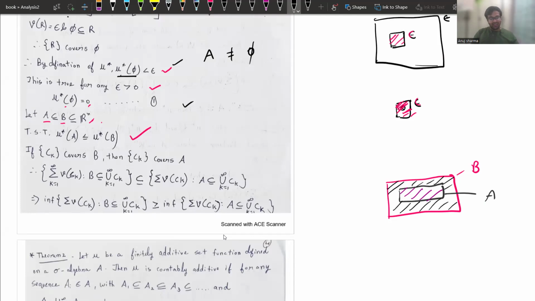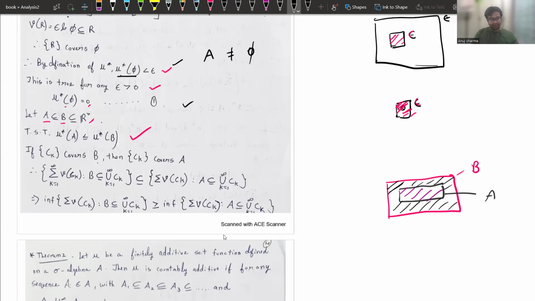There would be no changes in space. So you can say that it is covering B as well. So if CK covers B, if it is covering B, then of course it will cover A as well. B is a larger part and A is a smaller part, right?